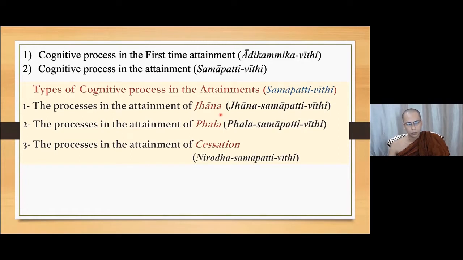Abhinya viti. So in the two cognitive processes of the sublime jhana, the first time attainment and the process in the attainment, adhigamika viti and samapatti viti. If we study the process with the sublime jhana, we can roughly classify into two, the adhigamika or samapatti viti. If any attainment in the first time is called the adhigamika viti, and the remaining with the repetition are called the samapatti viti.